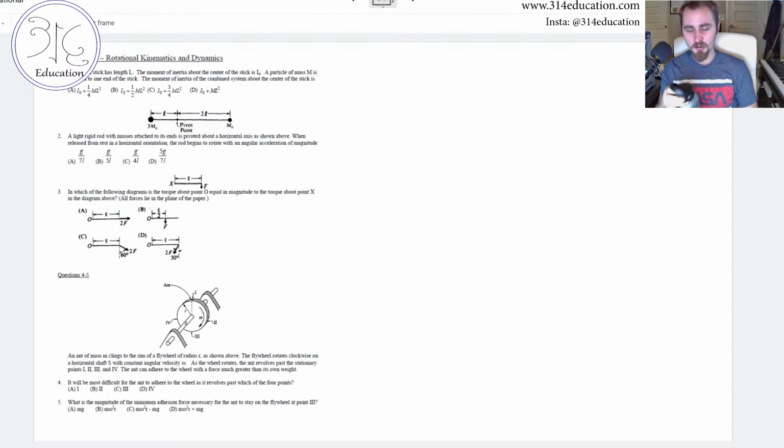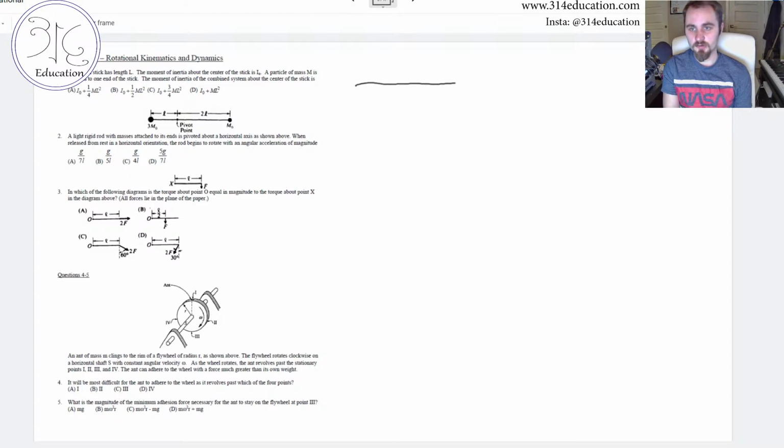And so now they're taught together, which I think makes much more sense. But that does mean that some of the problems are a little differentiated, and so we have to worry about that. So now we'll be looking at, we've got a uniform stick that has length L. The moment of inertia about the center of the stick on its own is just some I naught. A particle of mass m is attached to one end of the stick. The moment of inertia is going to be which?